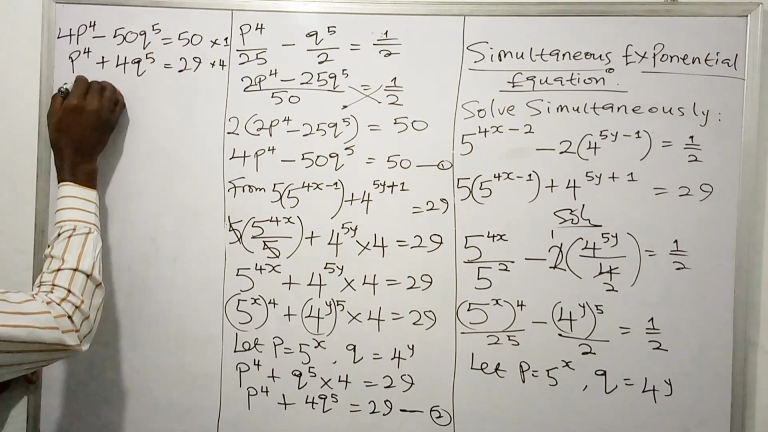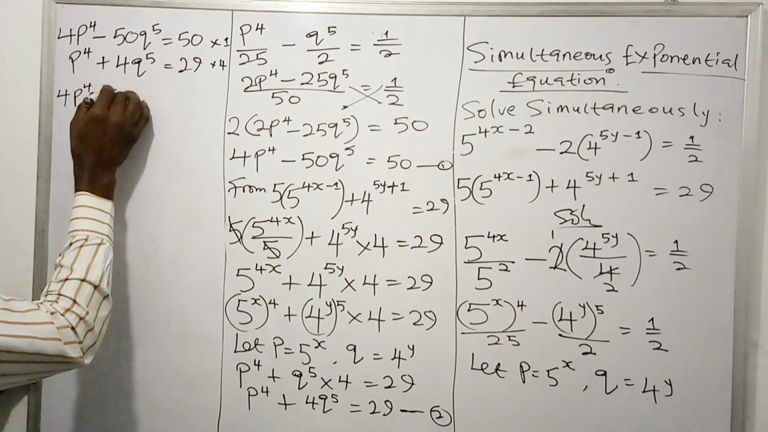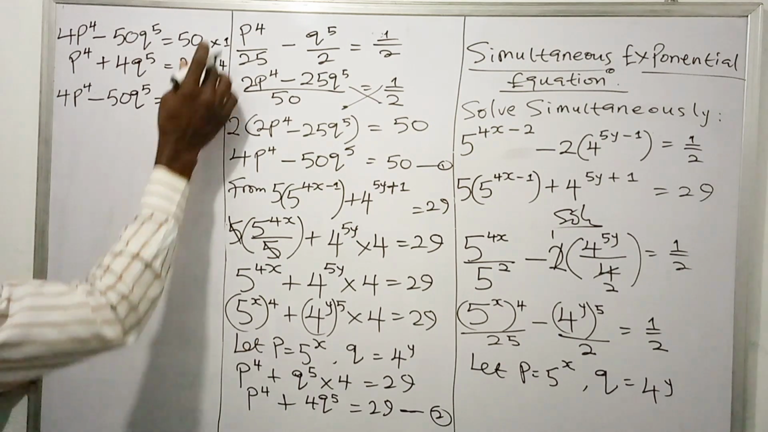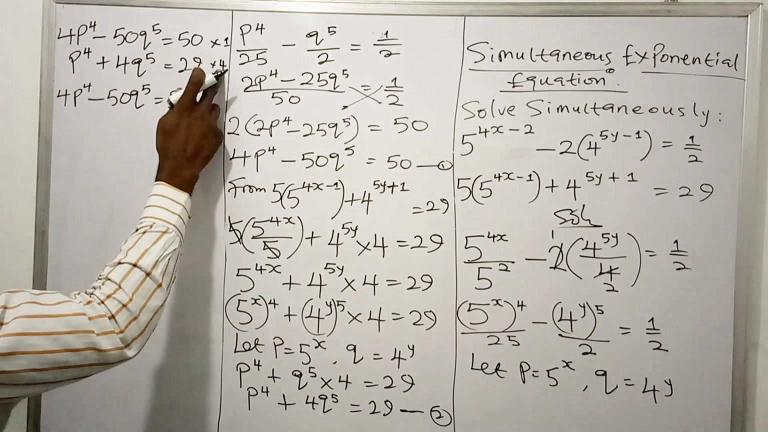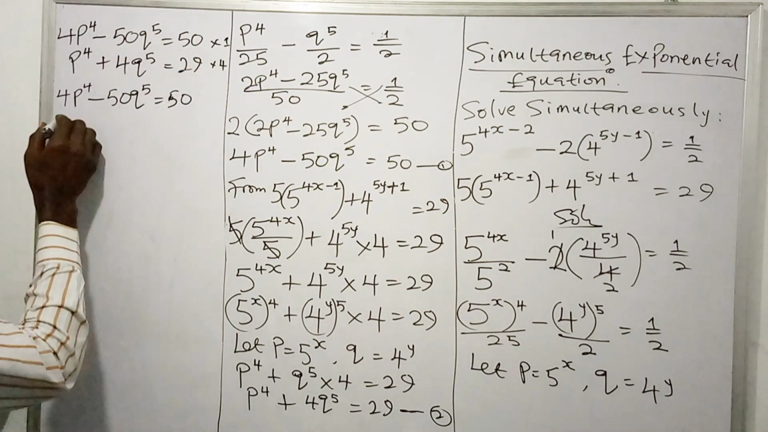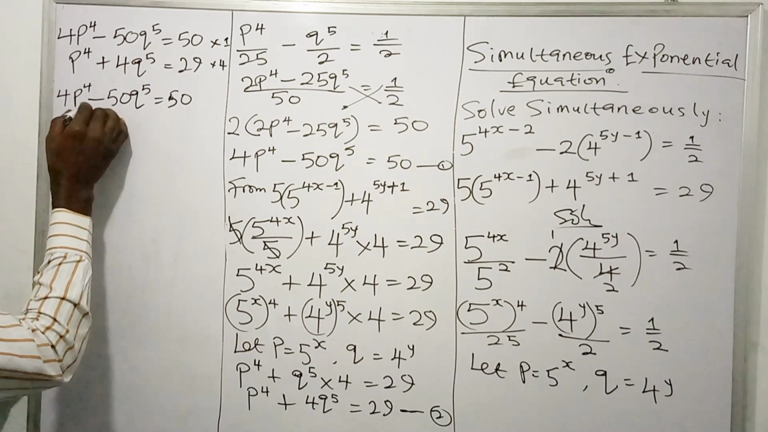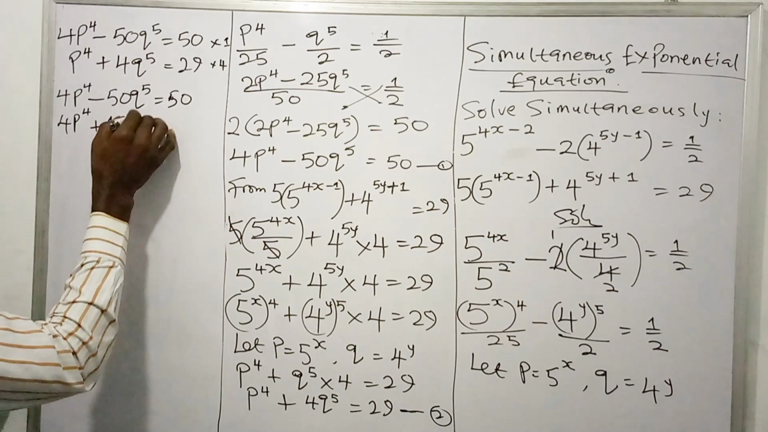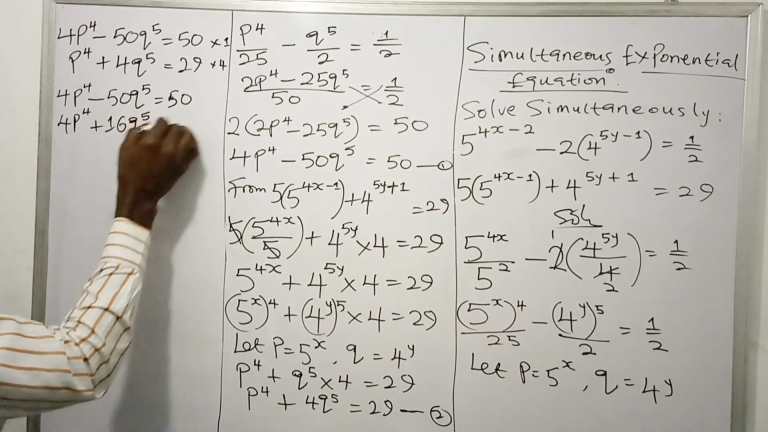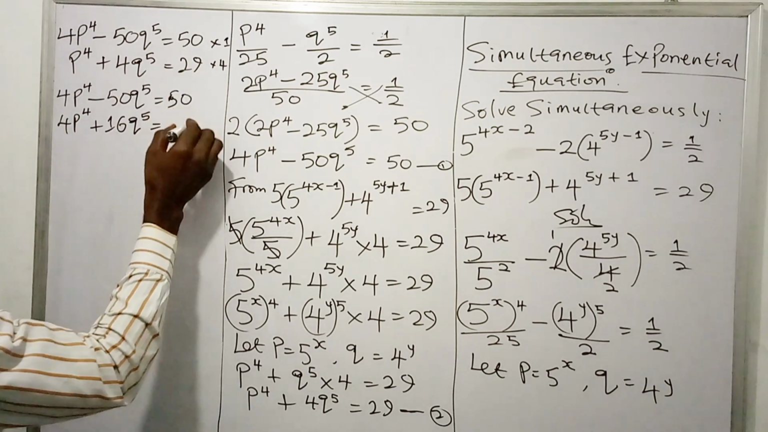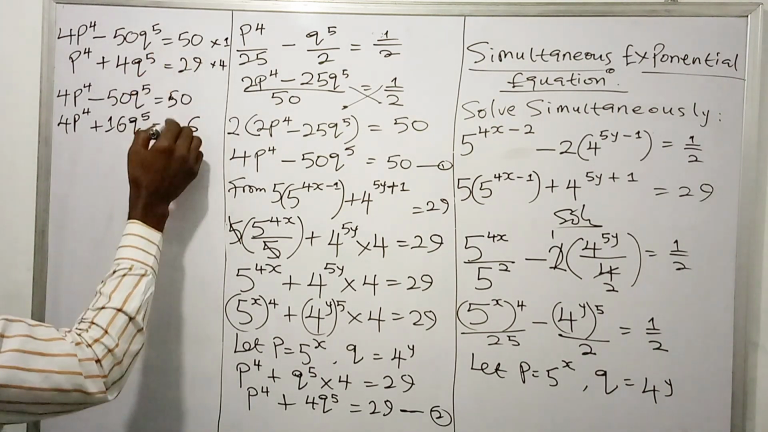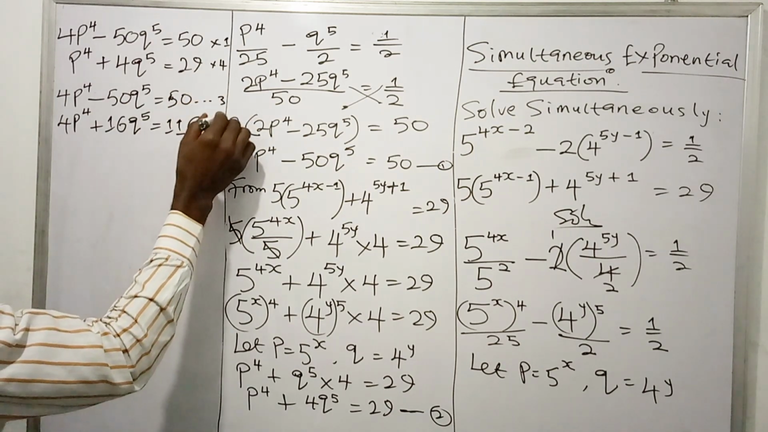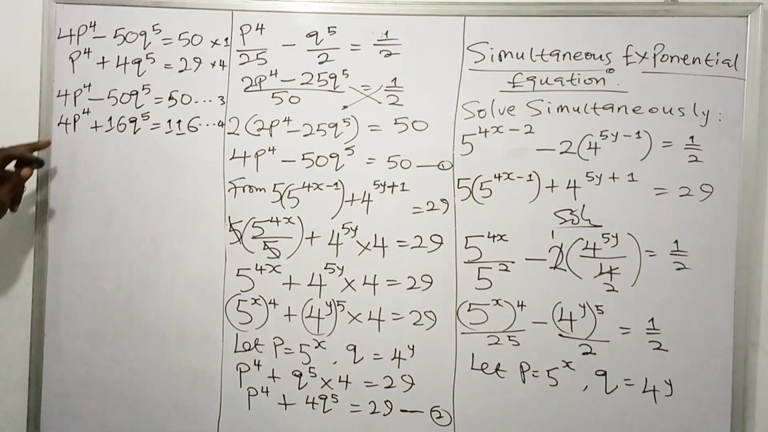So if we do that now, 1 times this whole expression here will give us the same thing. So that will be 4p to the power 4 minus 50q to the power 5 equals 50, when we multiply all through by 1. Then here, if we multiply by 4, 4 times this will give us 4p to the power 4 plus 4 times this will give us 16q to the power 5. Then 4 times 29, 4 times 9 is 36, that's 6 carry 3, 4 times 2 is 8 plus 3 gives us 116.